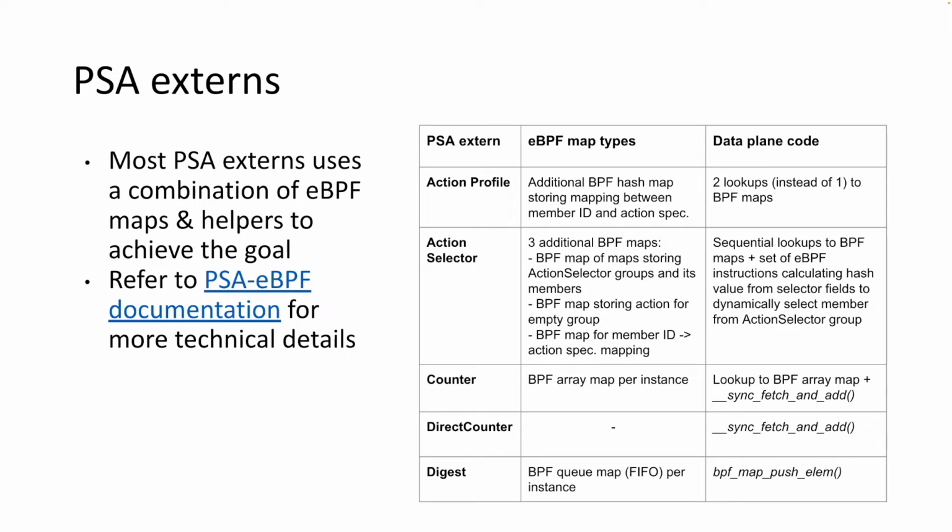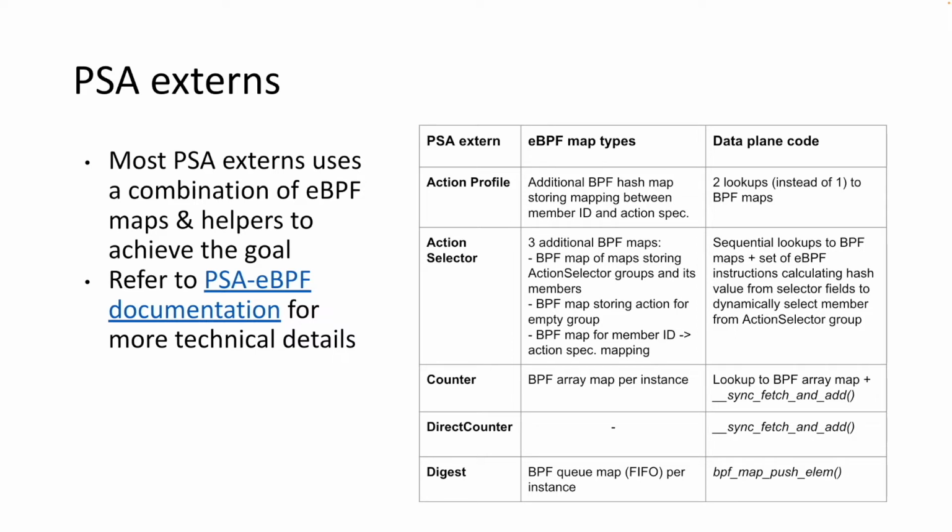Starting from the action profile, it requires only one additional BPF hash map that stores the mapping between the member ID and action specification. In the data plane code, it results in one additional lookup to this additional BPF map. The action selector is an extension of action profile. Except for the map that stores a mapping between member ID and action specification, it also needs two additional maps. The first one is the BPF map of maps that stores action selector groups and their members.